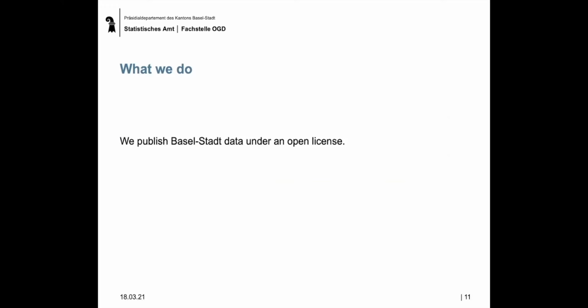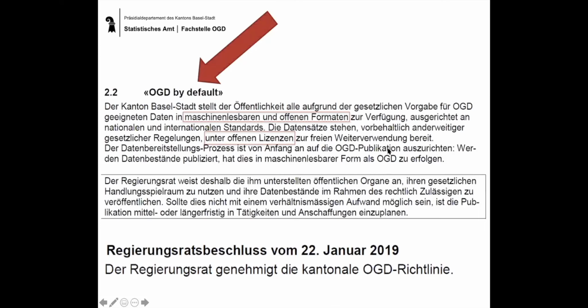So what do we do? We publish Basel-Stadt data under an open license. That's our job. Why do we do that? Because we have to. The government has decided that data is open government data by default. Of course, there are certain restrictions. If data can be used to identify a person, then this cannot be open government data. And there are some other restrictions, for example, trade secrets, political secrets, or military secrets. These, of course, cannot be open government data, but the default is that data is open government data.